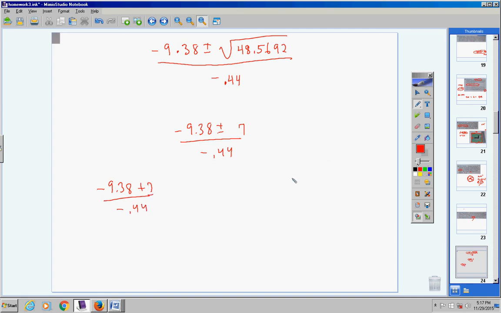And I have negative 9.38 minus 7 all over negative 0.44. Alright. So here we go. Let's start with this one right here. Negative 9.38 plus 7 divided by negative 0.44. 5.40. We'll put 5.4. Now over here, negative 9.38 minus 7 divided by negative 0.44. We'll get 37.2.